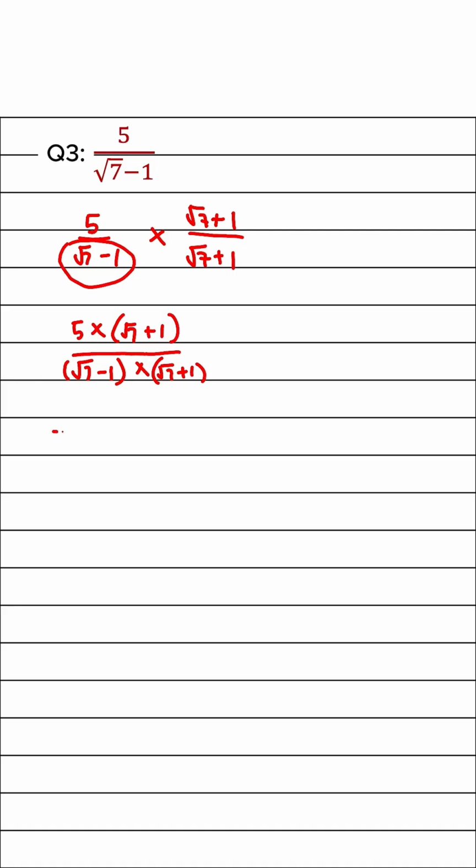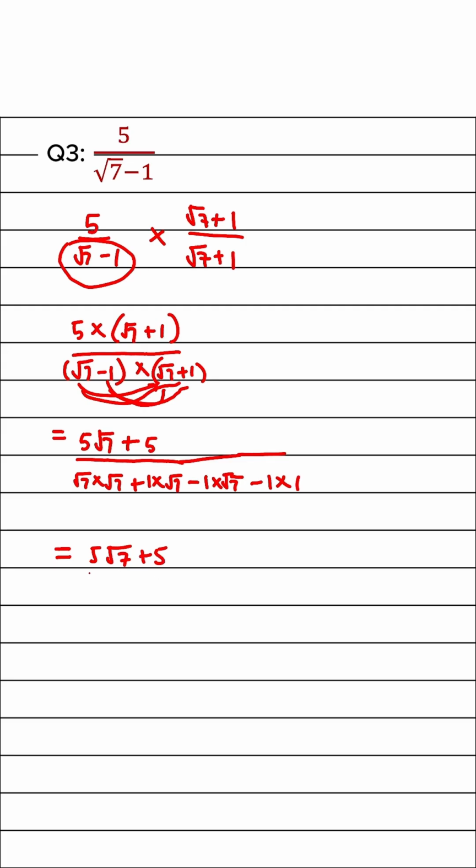Now, simplify the denominator by expansion, or use the difference of two squares. So the final answer is 5 root 7 plus 5 all over 6, or 5 bracket open root 7 plus 1 bracket closed all over 6. And that is your answer.